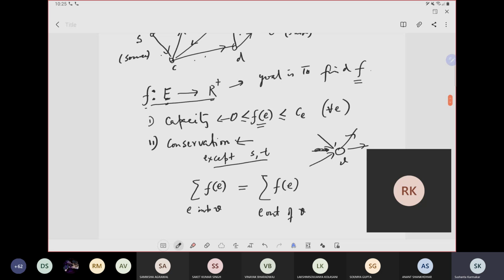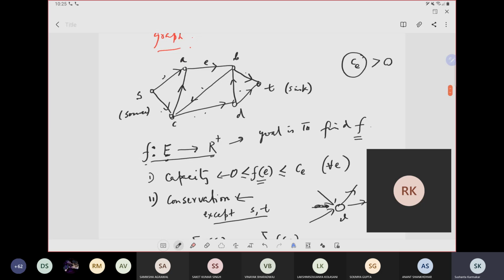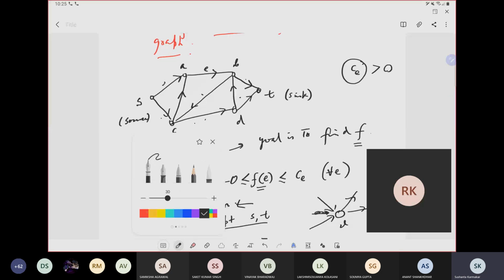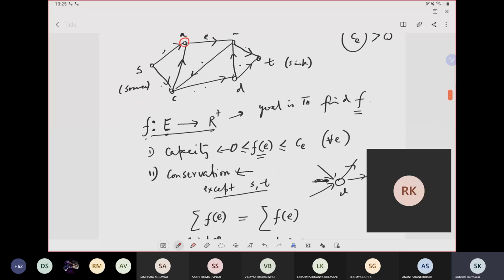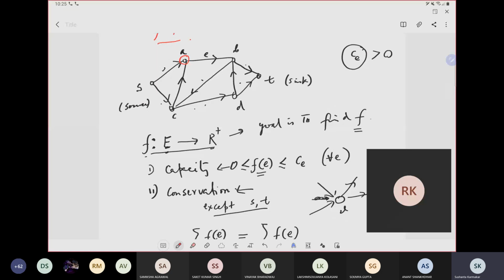But for all other values, we have to be very careful. Careful in the sense, consider the node A here. If I assign the edge S to A, let's say, 5, then to have a satisfactory flow, I must assign values for this edge and this edge, something like 2 or 3. Then it's a valid function f.